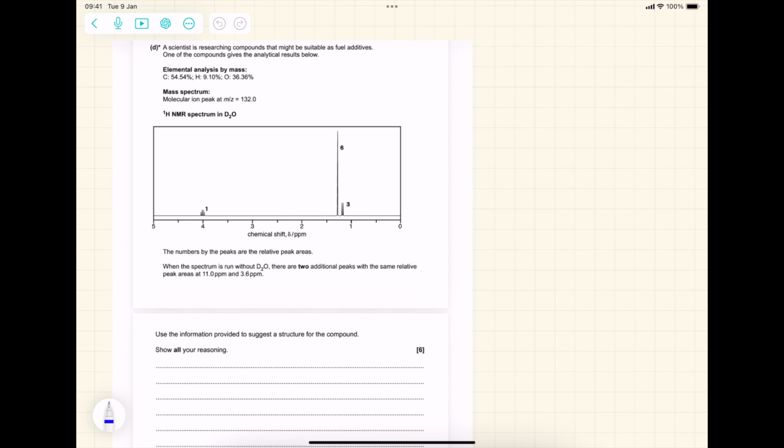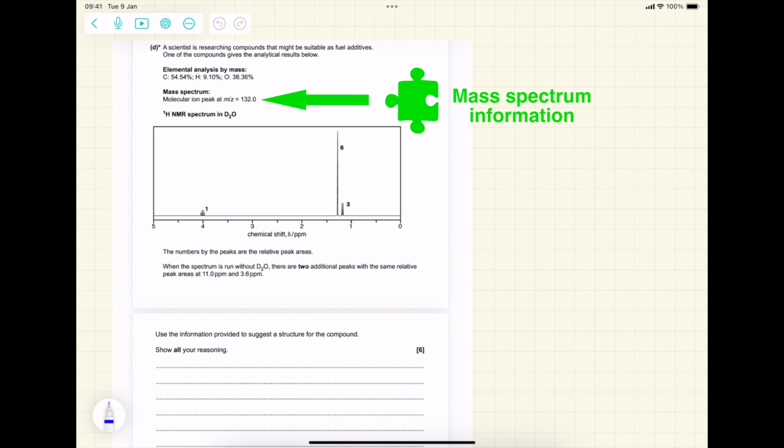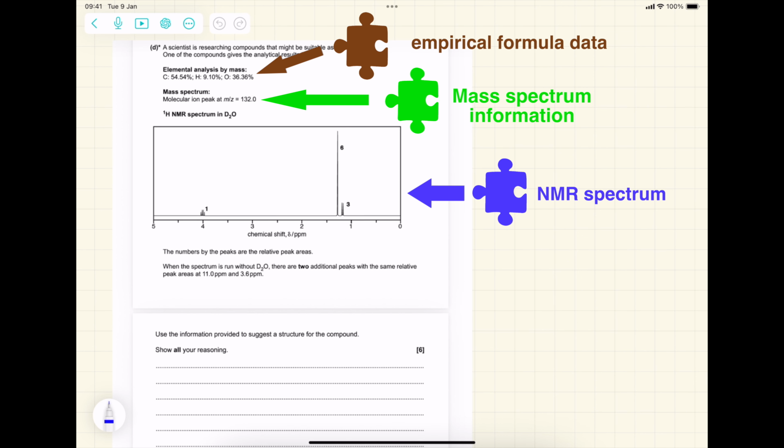So today we have another mixed spectroscopic techniques question, and the clues we have today are a little different from what we usually get. So we've got information on mass spectroscopy, NMR, but no infrared this time. Instead, we are given the empirical formula data, which can be used to work out the molecular formula.